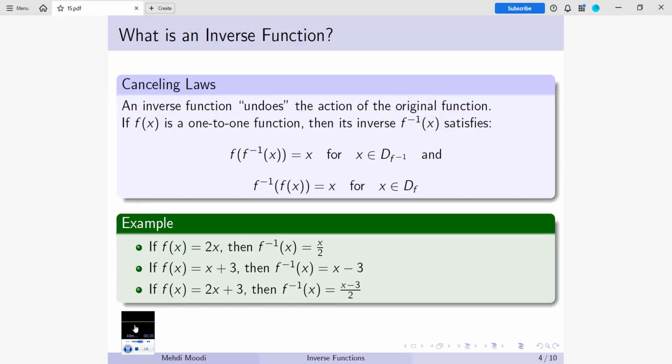The idea is, if you can go forward with a rule, and then perfectly go backward with another rule, you've got a function and its inverse. They're mathematical undo buttons for each other.